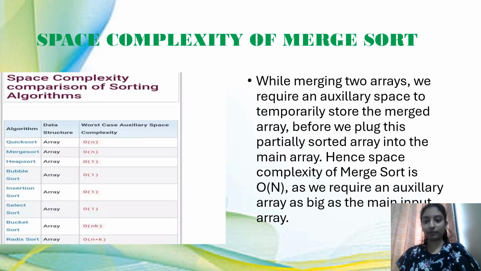Space complexity of merge sort. While merging two arrays, we require an auxiliary space to temporarily store the merged array before we plug this partially sorted array into the main array. Hence, the space complexity of merge sort is O(n), as we require an auxiliary array as big as the main input array.